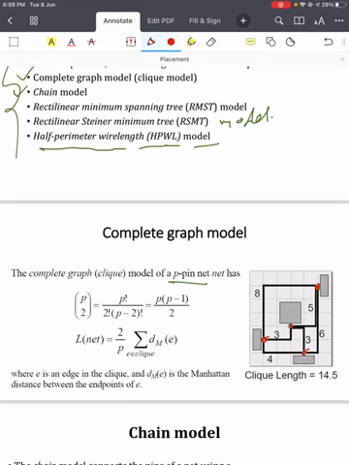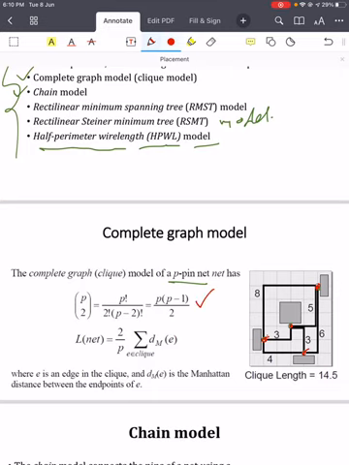Now in the complete graph model, for each pin we are going to create a complete graph. That means each pin will be directly connected to every other pin, through their Manhattan distance. So there can be P choose 2 connections, a total of P times P minus 1 divided by 2 edges.